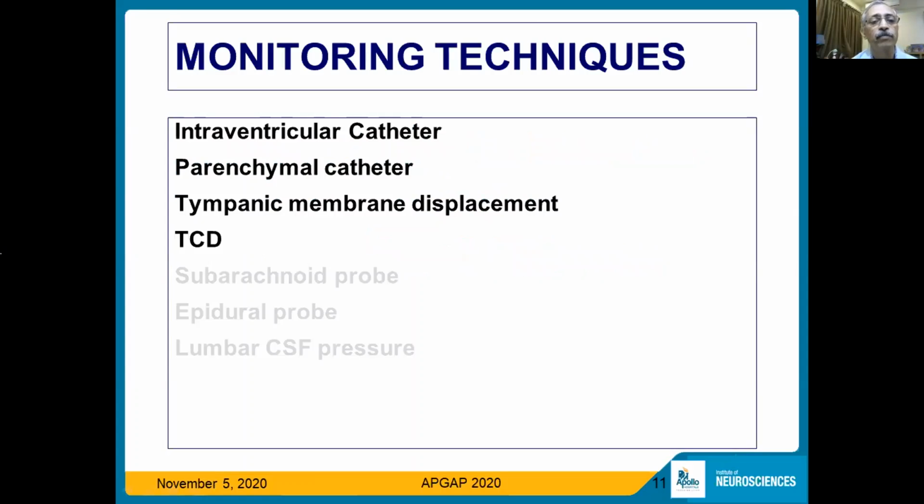One word on parenchymal catheters versus intraventricular catheters. Intraventricular catheters are more advantageous because we can withdraw CSF whenever there is an increase in the ICP, and we can also inject certain medications in case the patient has ventriculitis or infection, whereas that is not possible with the parenchymal catheter.